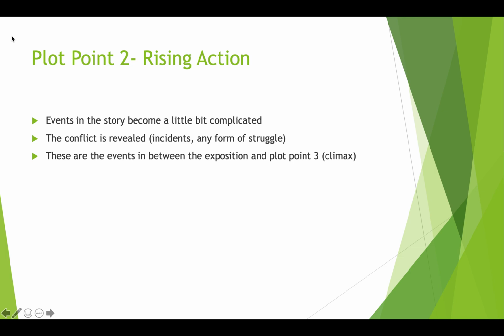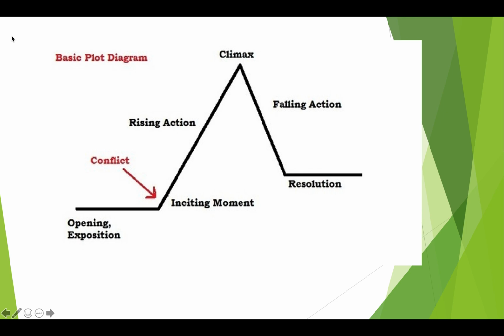Point 2 is rising action. Events in the story become a little bit complicated. The conflict is revealed. So like incidents or any form of struggle, that is what conflict is. These events are in between the exposition and then plot point 3, which is the climax, which we'll talk about in just a second. And on our map, our rising action's right there.